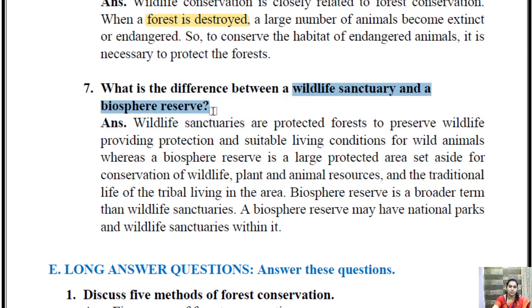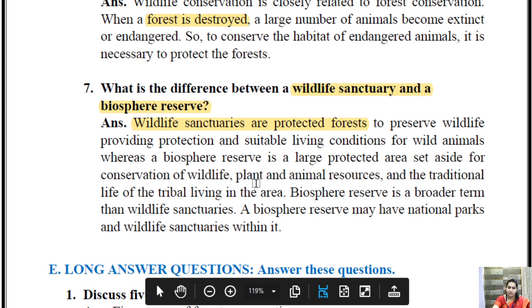What is the difference between the two? Let's see. Wildlife sanctuaries are protected forests to preserve wildlife, providing protection and suitable living conditions for wild animals, whereas a biosphere reserve is a large protected area set aside for conservation of wildlife, plants and animal resources and the traditional life of a tribal living in the area.